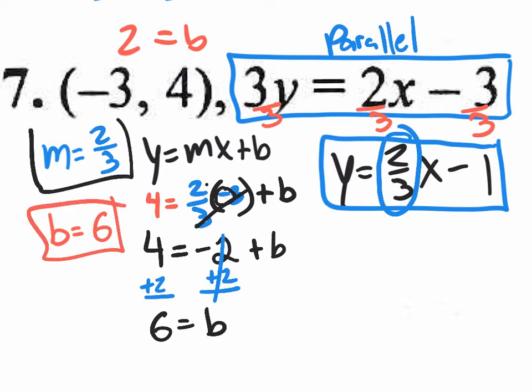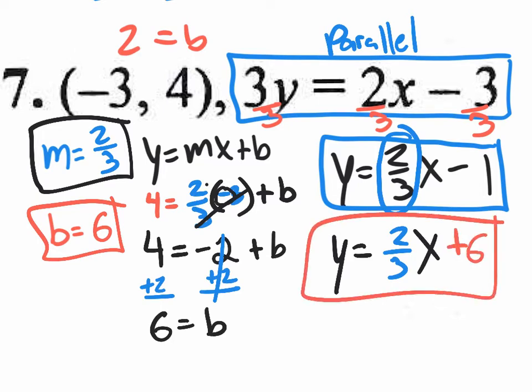Once we know the m value, 2/3, and the b value, 6, now we can write in slope-intercept form. So my equation that has a slope of 2/3 and the b value of 6 will be y equals 2/3 x plus 6. That's your equation. That's the answer in the back.